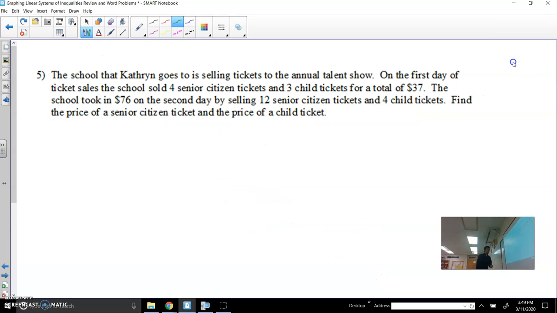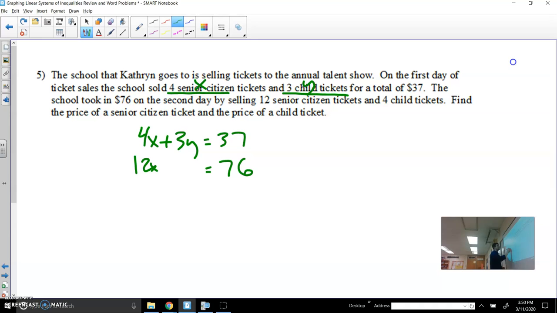So it says the school that Catherine goes to is selling tickets for an annual talent show, and on the first day of tickets, they had 4 senior citizens, that's going to be my X, and 3 children's tickets, that's going to be my Y. And it sounds like they sold that for $37. 4x plus 3y equals 37. Well, then they take another scenario and they made a little bit more money. It looks like they made $76, but they sold a different set of values. They sold 12 senior tickets to do that, and they sold 4 child's tickets to do that.